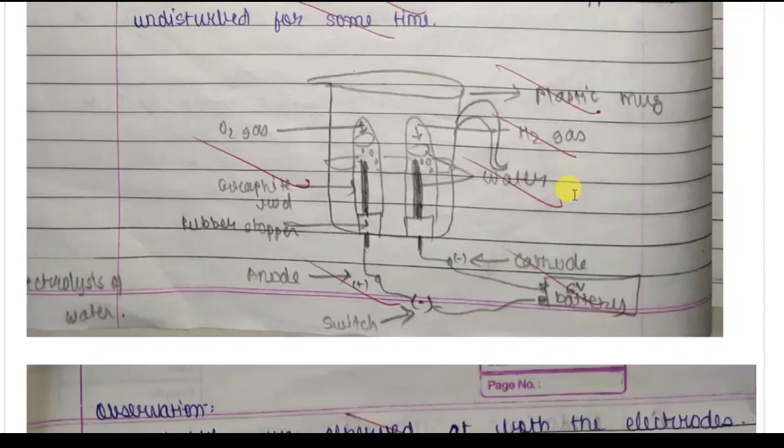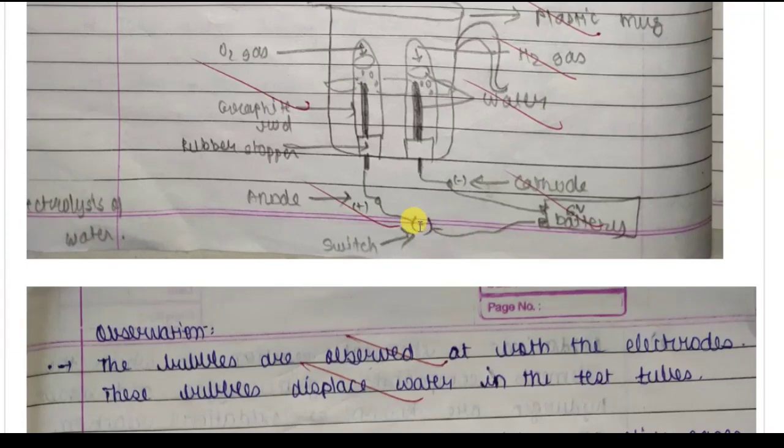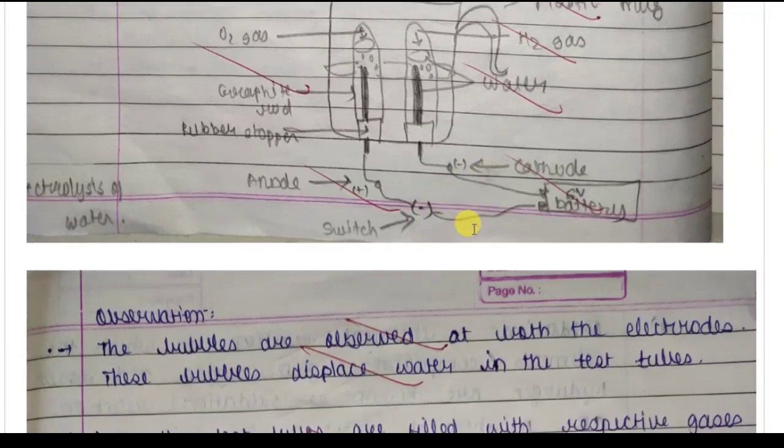So here you can see these two stoppers and these electrodes, this is the anode and this is the cathode. These rubber stoppers are attached to this mug and there are two carbon rods. This one contains O2 gas and this contains H2 gas. So this process is electrolysis of water and it is connected with a 6-volt battery.